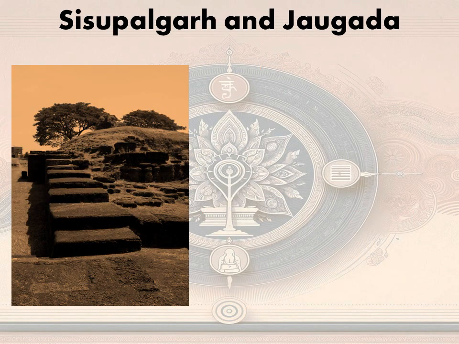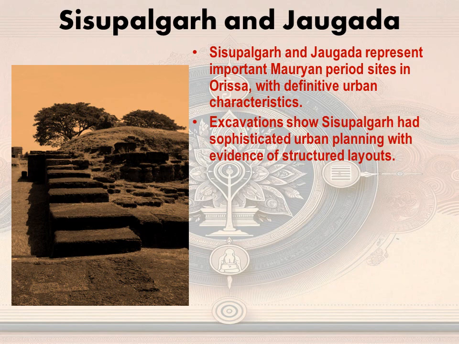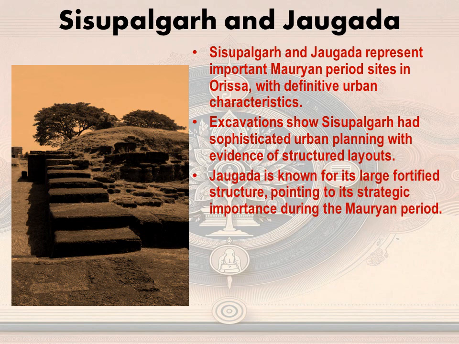Shishupalgarh and Jaugada. These are important sites currently situated in the state of Odisha. Shishupalgarh and Jaugada represent the important Mauryan sites in Odisha with definitive urban characteristics. These sites have very prominent urban features in them. Excavations show Shishupalgarh had sophisticated urban planning with evidence of structured layout. So the layout of the city was very much structured.